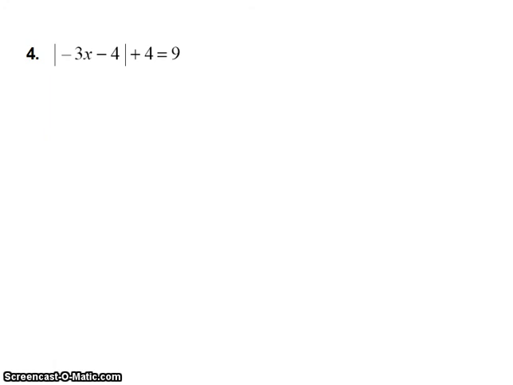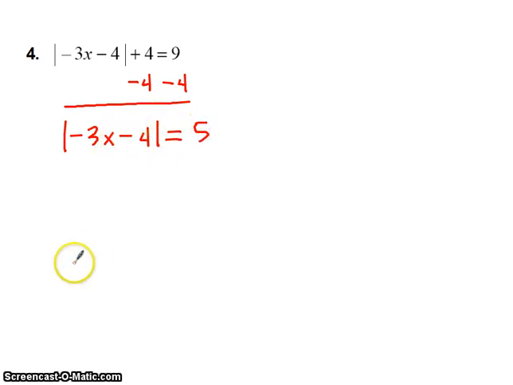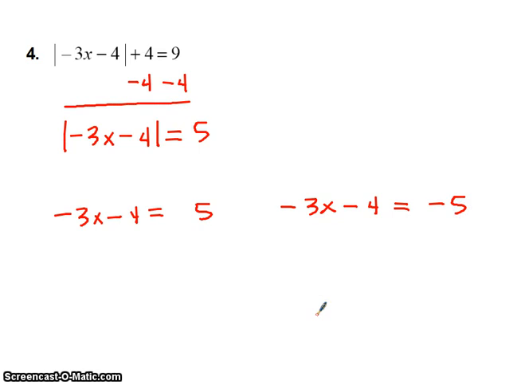This one here, we would start this one off by getting the absolute value all by itself by subtracting 4 to both sides. So we subtract 4 to both sides and we end up with the absolute value of negative 3x minus 4 is equal to 5. So after that we set negative 3x minus 4 equal to a plus 5 and negative 3x minus 4 equal to a minus 5, and we solve for x.